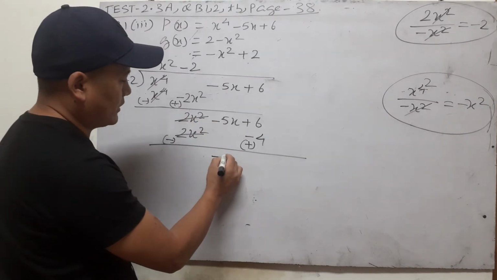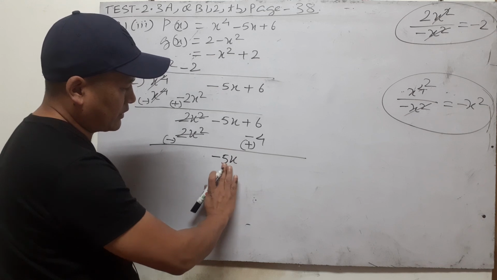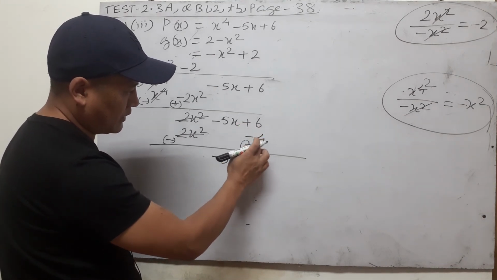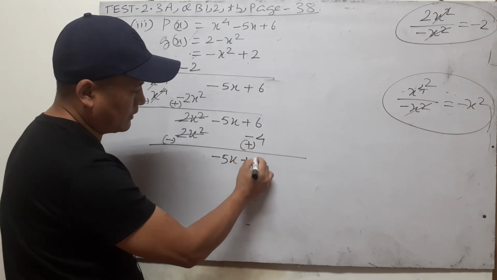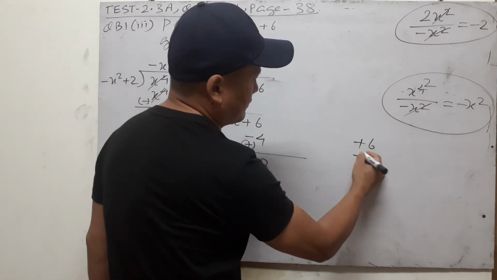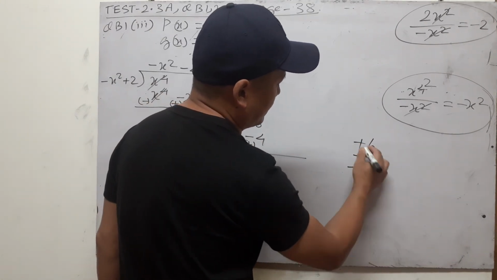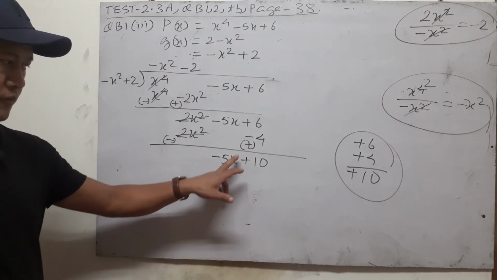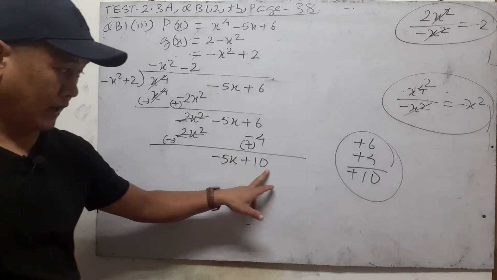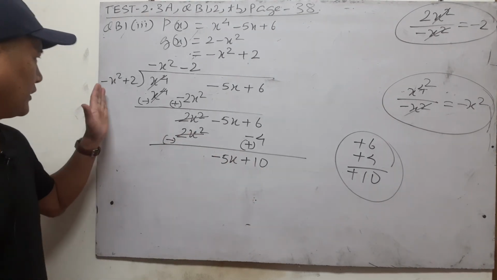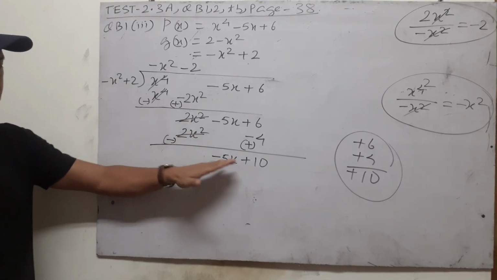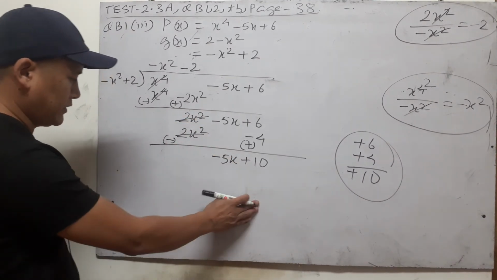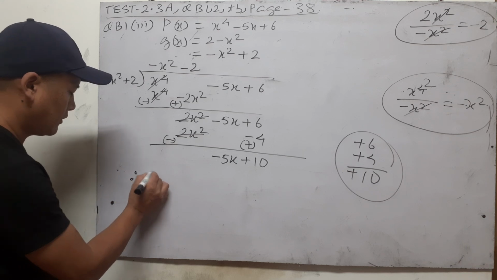Then we write here what is left, minus 5x in standard form. Highest degree is x to the power 1, no x squared here, plus 4 plus 6, plus 10. Both are plus means we add. So 6 plus 4 is 10. Now the degree of the remainder is 1, and the degree of the divisor is 2, so it has become lower. So we should stop dividing. We should not go any further now. No more division.